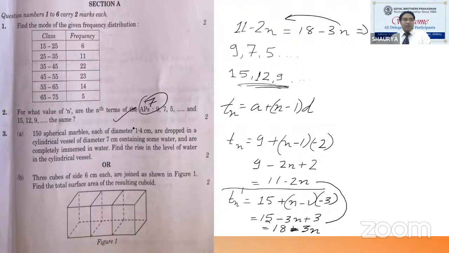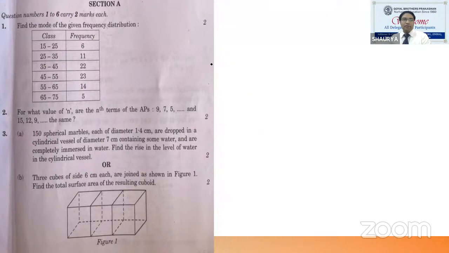Let's go to the next question. That is the third question. It had an internal choice. Let's solve both of them. It says 150 spherical marbles, each of diameter 1.4 centimeter, that makes the radius 0.7 centimeter, are dropped in a cylindrical vessel.